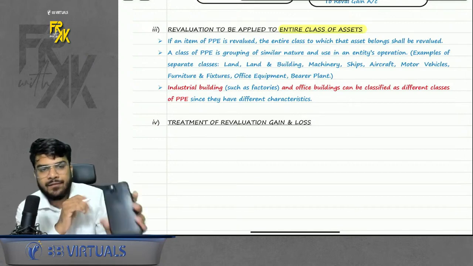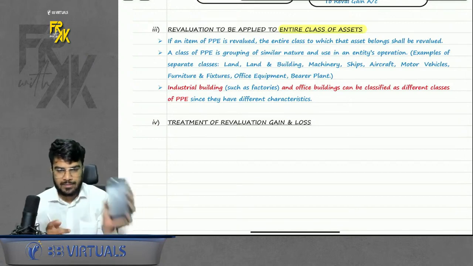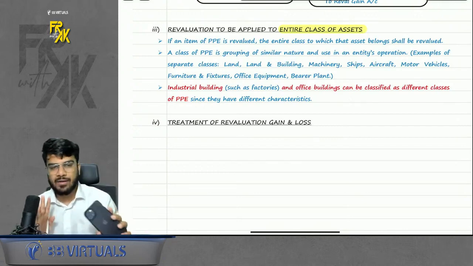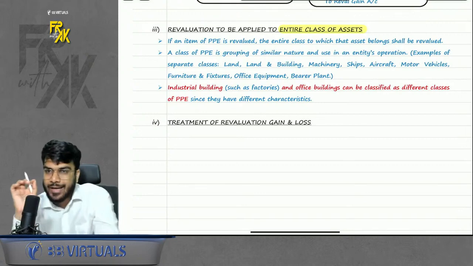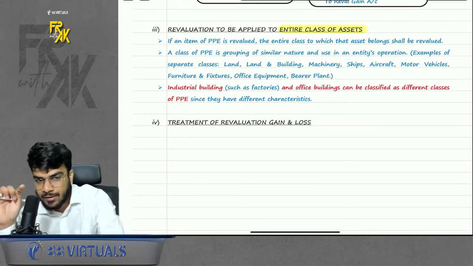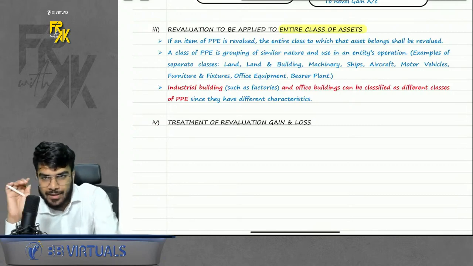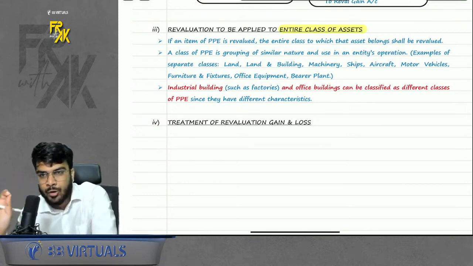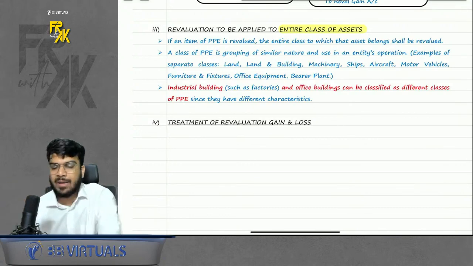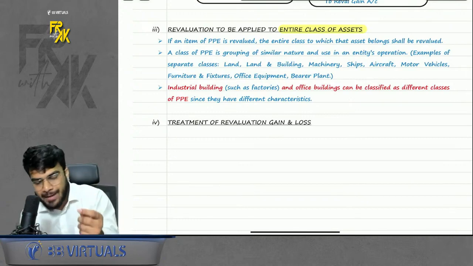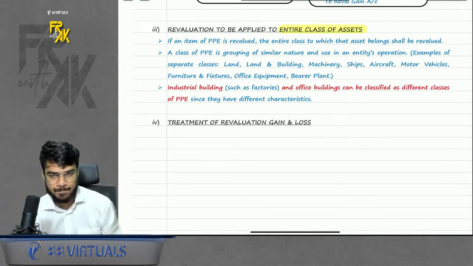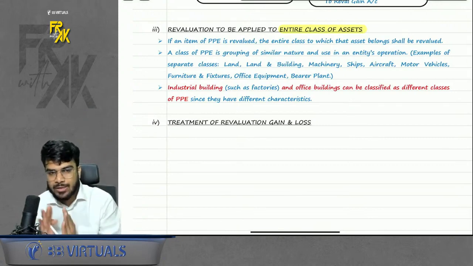For example, let's say I have three iPhones, or three mobile phones. If you are choosing to revalue one mobile phone, you will have to apply the revaluation model to all the mobile phones. That means if you choose this model, you will have to apply it to entire class of asset. Simple. Right? Let's say I have 5 laptops. If I choose to apply a revaluation model to one of the laptops, I will have to apply it to all the laptops.